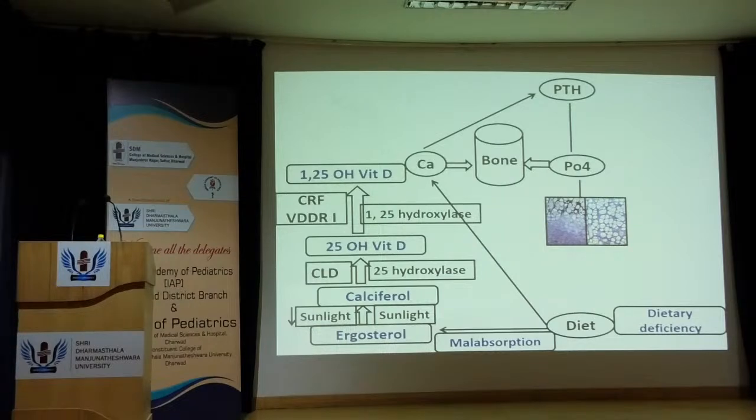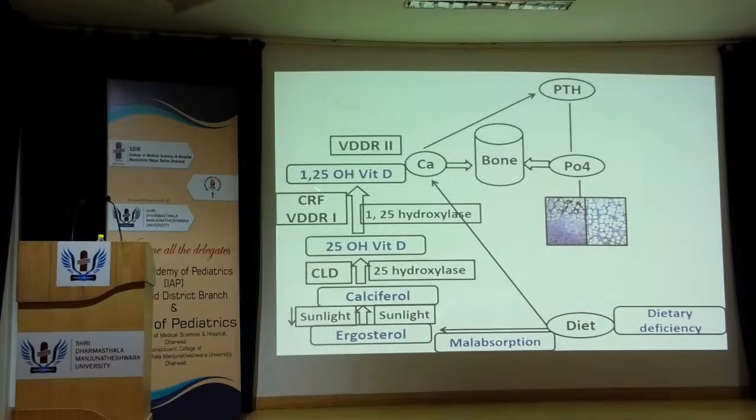Understood? So either in deficiency of the 1-alpha-hydroxylase enzyme, or inability of the kidney to convert 25-hydroxy vitamin D into 1,25-dihydroxy vitamin D due to renal failure. These are the two conditions which come into action here, two pathologies. So one, vitamin D deficiency. Number two, VDDR type 1. Number three, chronic renal failure can cause rickets.